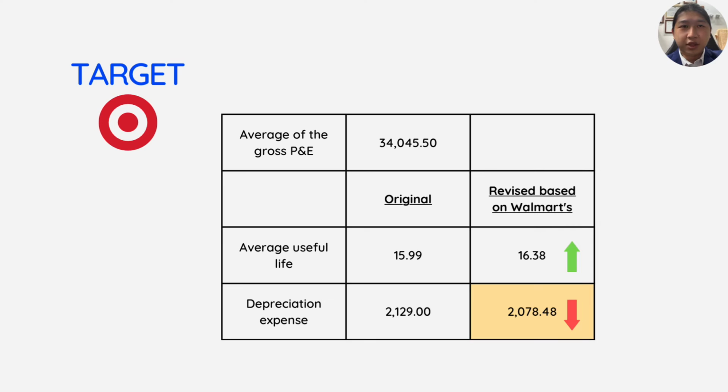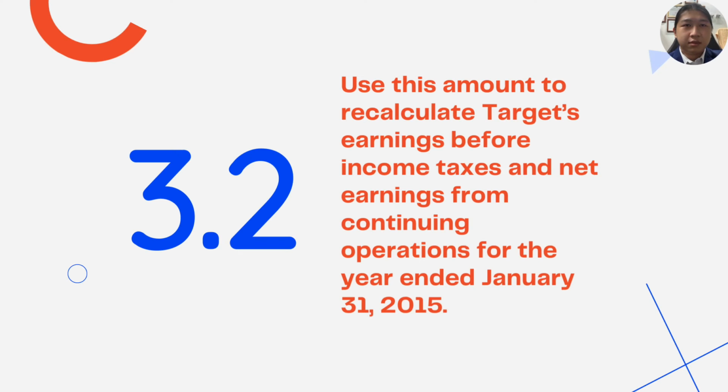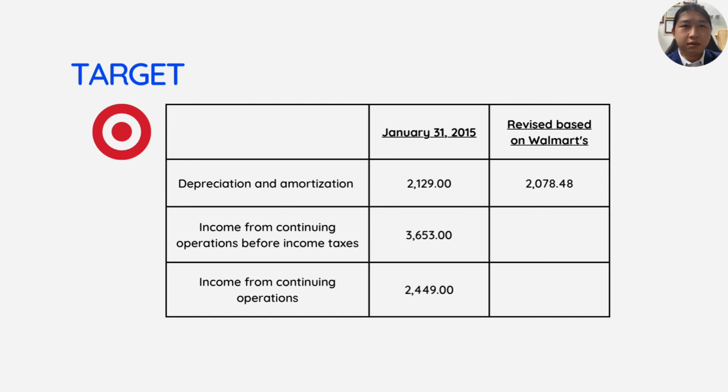As we can see on the table, the increase in the useful life of the asset caused the depreciation expense to drop. Part 2 of the third requirement is to recalculate the earnings of Target prior to the income taxes and its earnings after January 31, 2015. Here, we start with the new depreciation cost that we calculated in 3.1. The difference between the original and the revised depreciation amount is that the revised amount is less by 50.52.